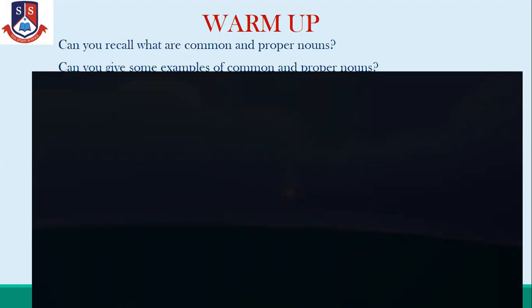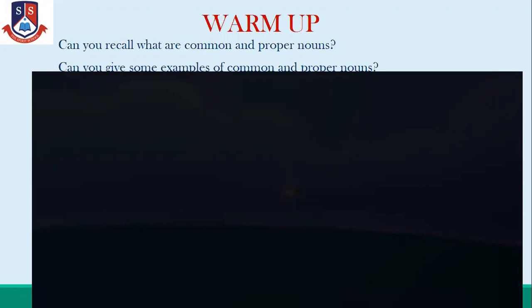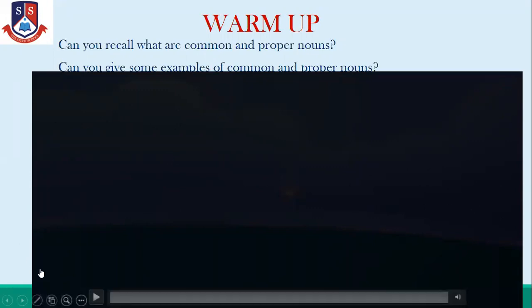Let me recall with you that a common noun is a name of a general person, place or thing, and a proper noun is the name that is given to the specific or the special person, place or thing. For example, a common noun is a mosque and a proper noun is the Badshahi Mosque. So this is the main difference between common and proper nouns. Before we start our topic, let's recall the nouns by watching this video.